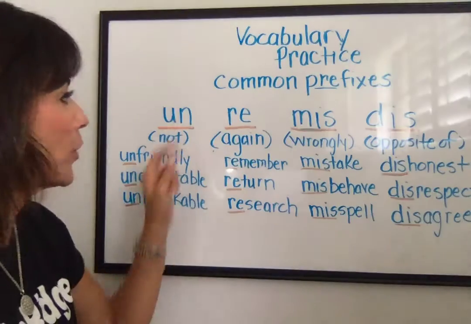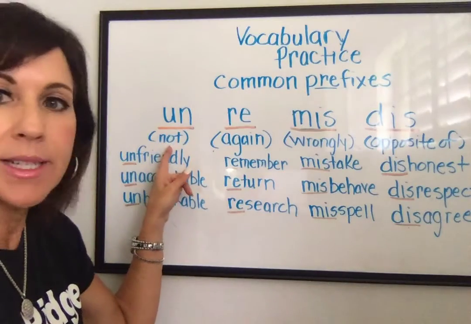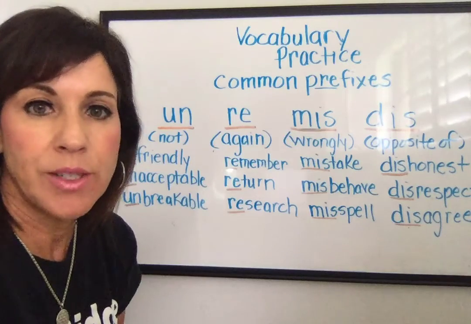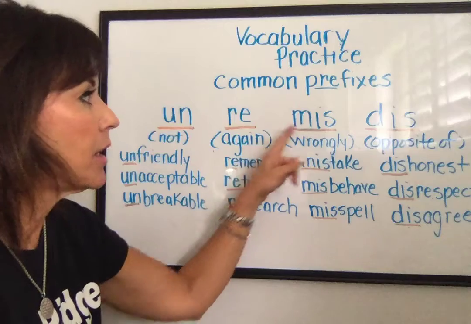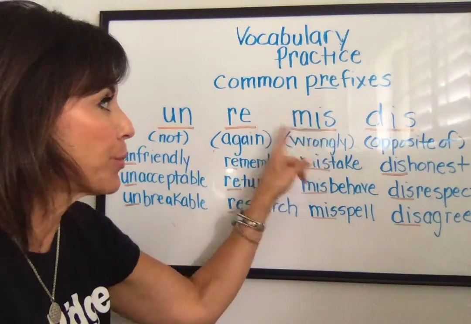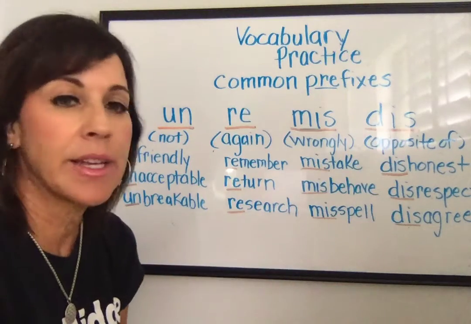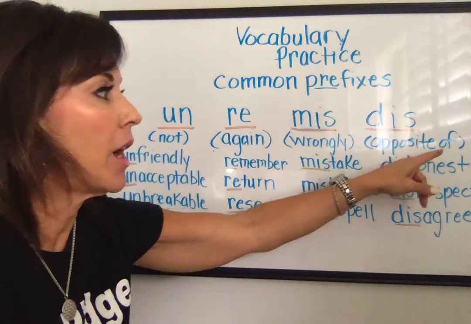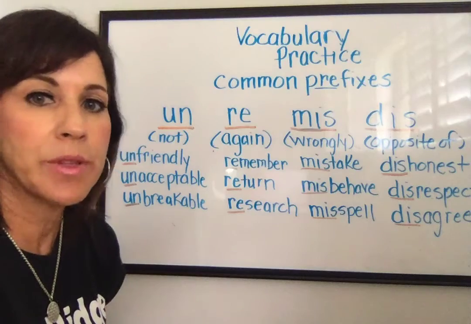For instance, the word un, when you attach it to one of your base words, it means not. Re, when you attach it to one of your base words, it means to do again. Miss, wrongly. So this prefix really changes the word. Dis, again, changes the word to mean the opposite of. So let's take a look at that in our text with some of these words.